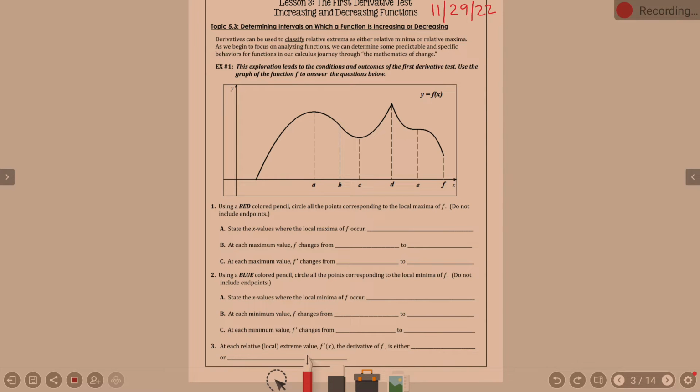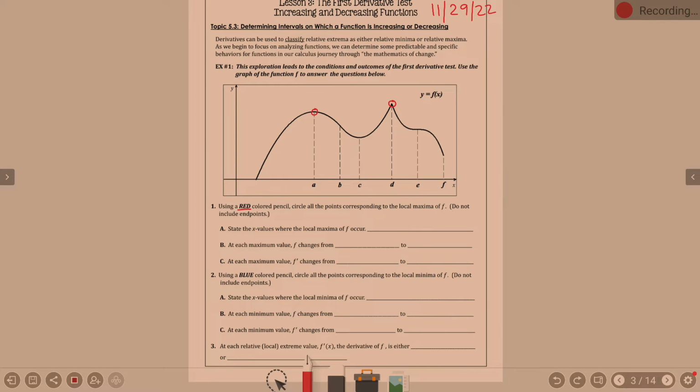Use the graph of this function to answer the questions below. So, first of all, it suggests we use a red colored pencil. Circle all the points corresponding to the local maxima of f, not including endpoints. So, what do you see? D. Okay, we're going to talk about D. What else? A. Okay, so the points on the function at A and D. Anything else? No. Okay, so let's fill in the blank.